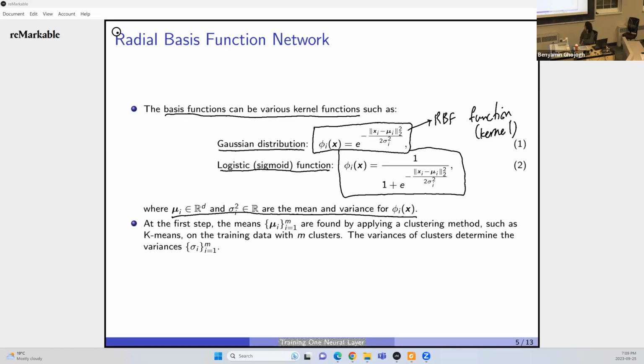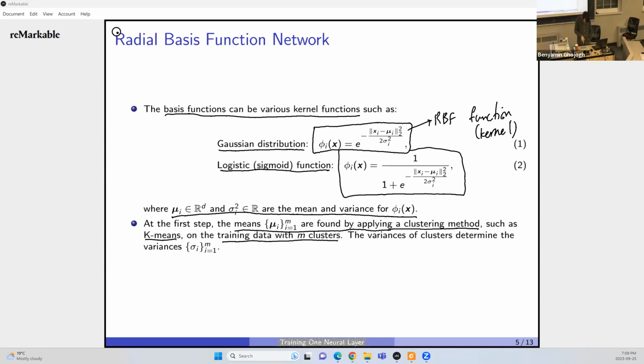At the first step, the means are found by applying a clustering method, since we have m basis functions, such as k-means on the training data with m clusters. I have the training data set. I'm explaining how to train the RBF network. The first step is that we need to have some mu's and sigma i's to use in these basis functions. But how do we find them?